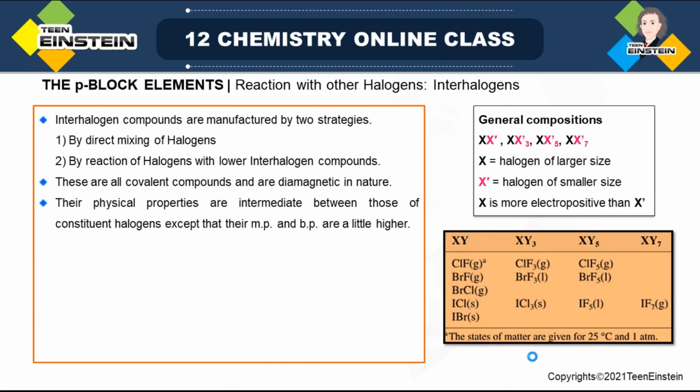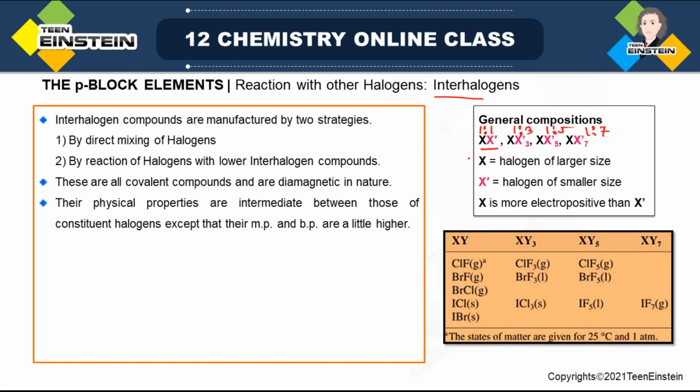So after seeing the reaction between metal and halogen, next we'll see reaction with other halogens. So halogens, they can react with themselves also, and this type of compounds are known as interhalogens. Now general composition of different types of interhalogens, see XX', that means 1:1 ratio. Then XX'3, 1:3, 1:5, and 1:7.